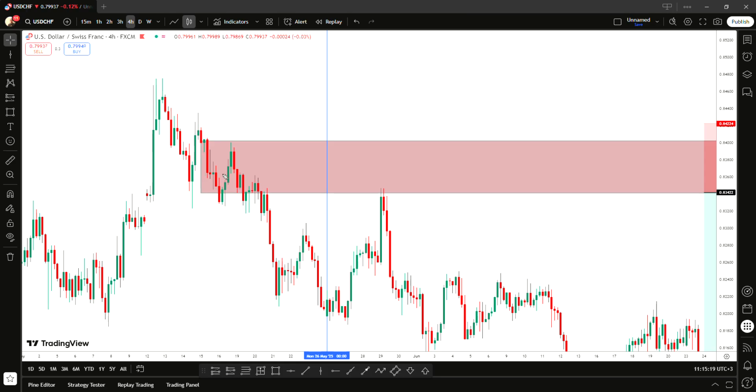It came back and started retracing, breaking this demand zone, and also broke this demand zone here, going to the downside. Continued further to the downside, showing that it has now turned into the downtrend. Price has now turned into the downward trend, and it is no longer in an uptrend.